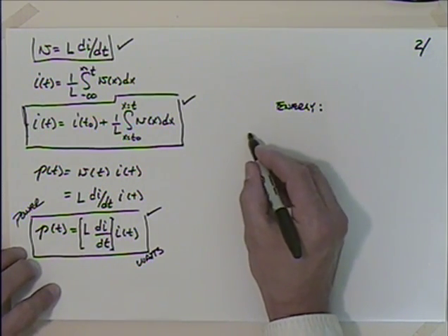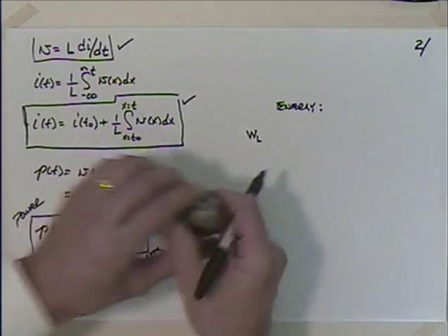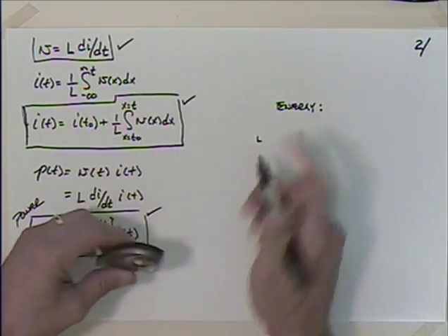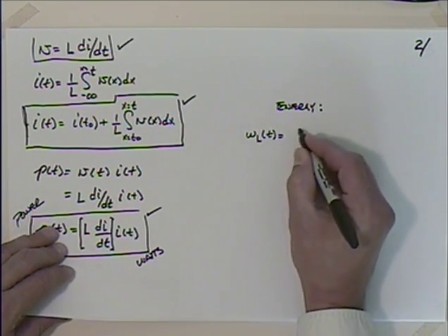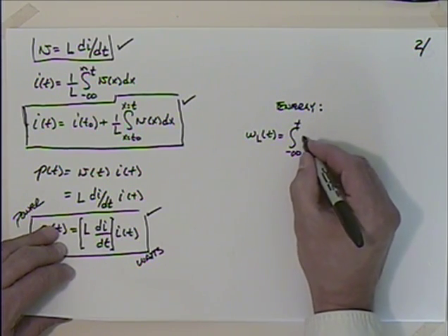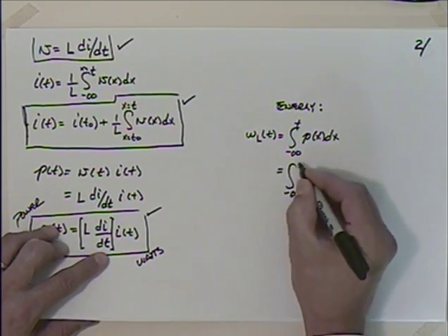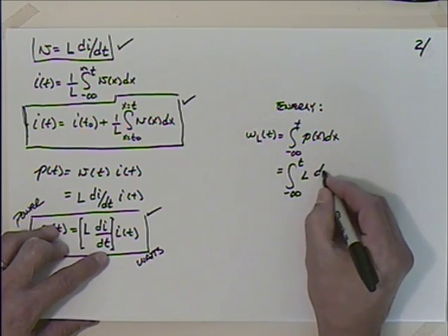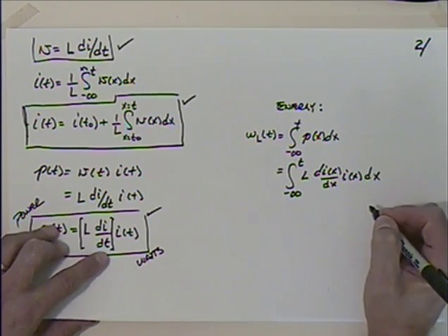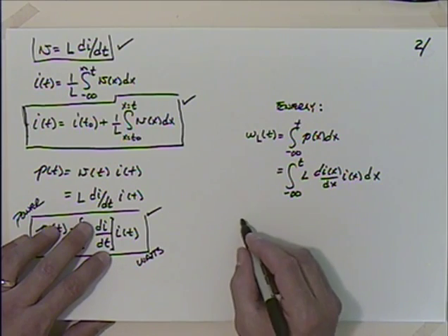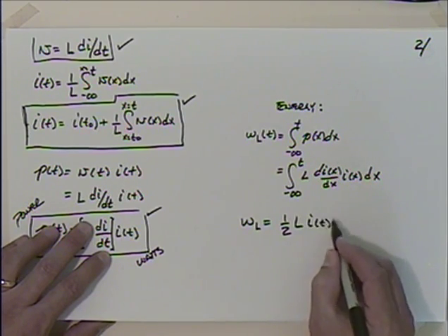So looking at energy, I could say that I'll use the same variable, W sub L. We use W sub C for the capacitor, and I should probably make that time varying, so I'll use a lowercase. There we go. Is equal to the integral from minus infinity to t of the power, which is going to be the integral from minus infinity to t. Making a substitution for power, I have L di x dx I of x dx. When the smoke clears on that, just like it did with the capacitor, we have that the energy is equal to 1/2 times L times I of t squared.